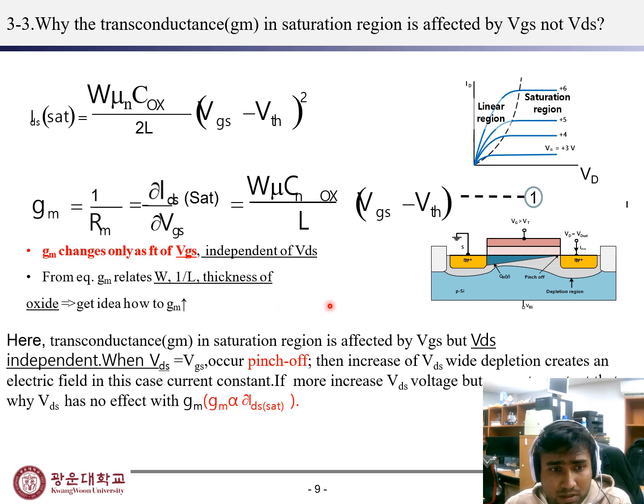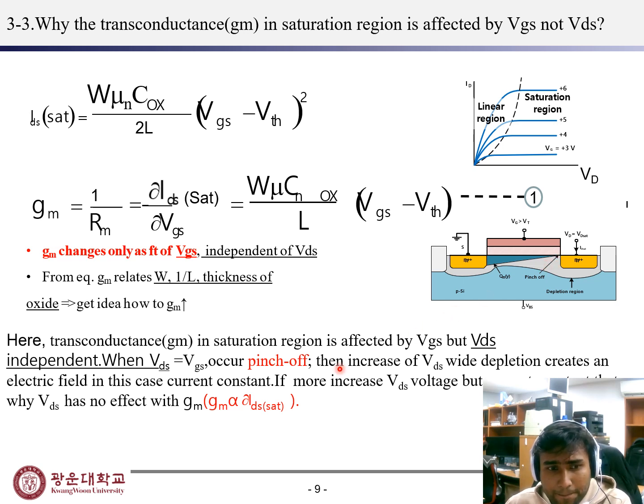In a MOSFET, when pinch off occurs, this means VDS equals VGS. In this case, there is a wide depletion layer between the drain and the p-silicon substrate. Here there is more electric field. That's why the current flow is constant.